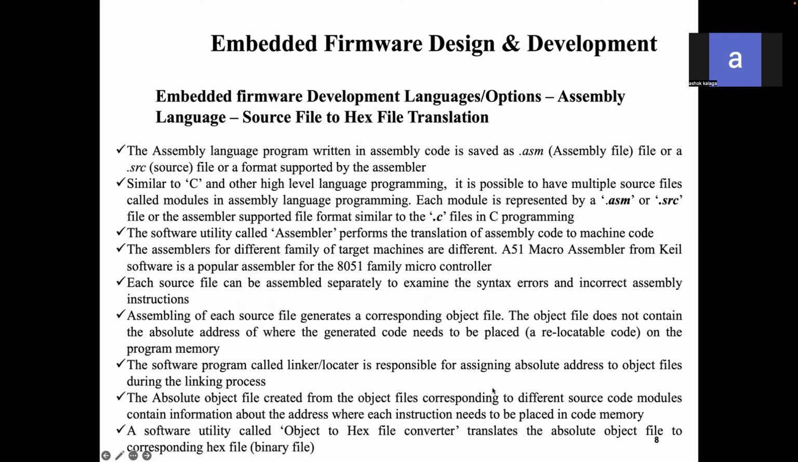The A51 macro assembler from Keil software is a popular assembler for the 8051 family of microcontrollers. Each source file can be assembled separately to examine syntax errors and incorrect assembly instructions. The assembling of each source file generates the corresponding object file. That means the .asm file is converted to the .obj file.